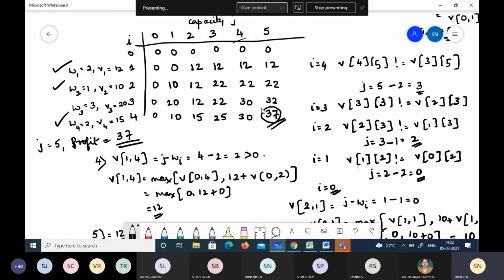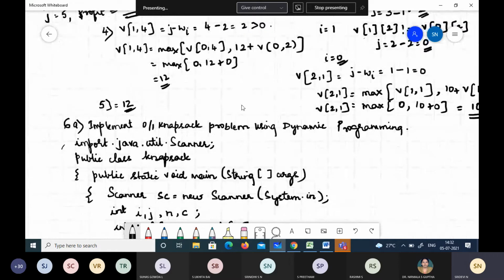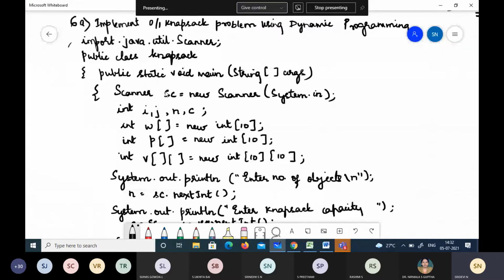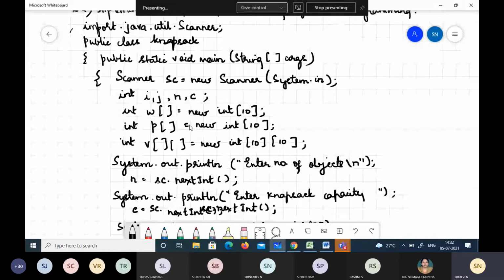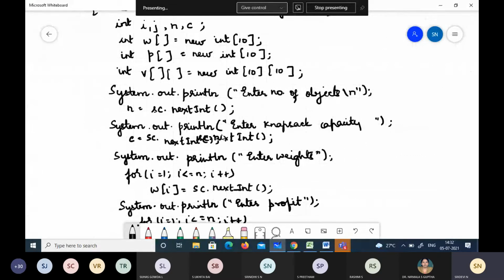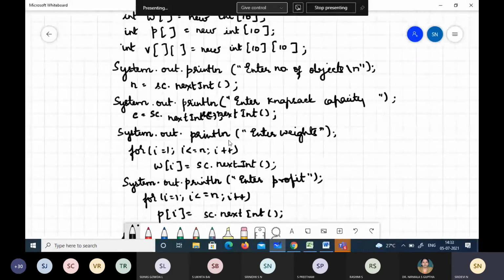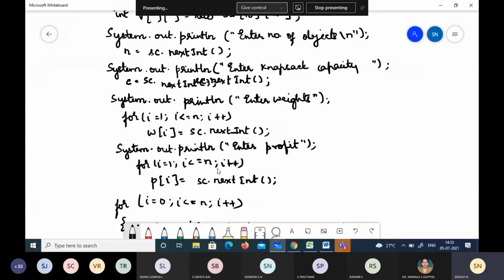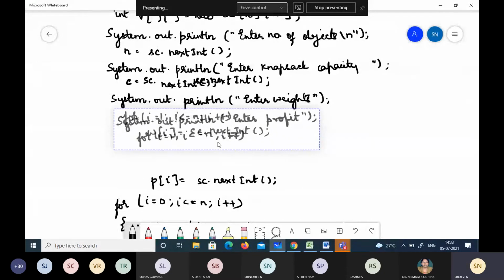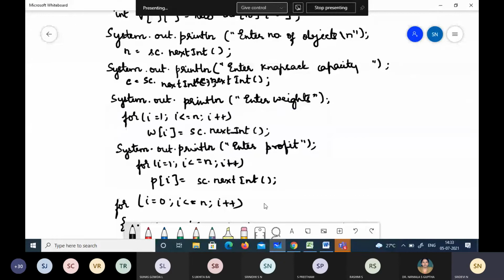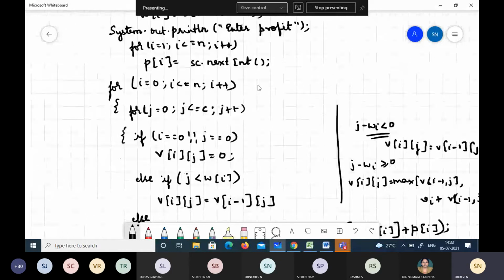So you do not have to memorize the program once you know the logic, isn't it? Only if you don't know the logic do you try to memorize it. There is nothing to memorize here. You all know the program takes weight, profit, and we get the output in this matrix V of i j. We take the number of objects, we take the capacity, we take the weights, and we have asked the user to enter the profit as well. Then this is the main logic which follows. You all know that very well.